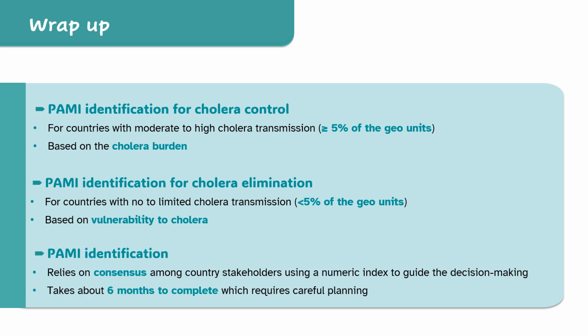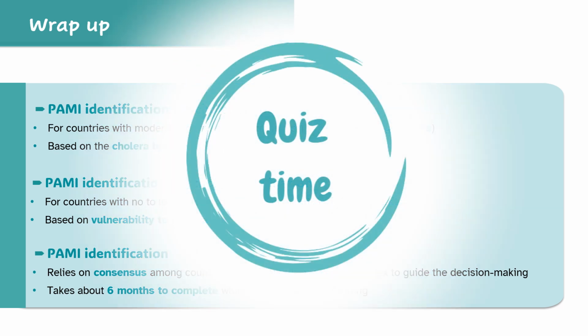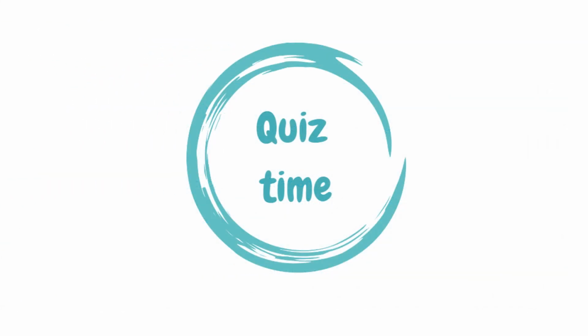Decision-making on PAMI is achieved by consensus among country stakeholders using a numeric index to guide the decision-making. PAMI identification usually takes about 6 months to complete, which requires careful planning. Before moving on to the next module, we encourage you to take a short quiz. There are 4 questions in this quiz.